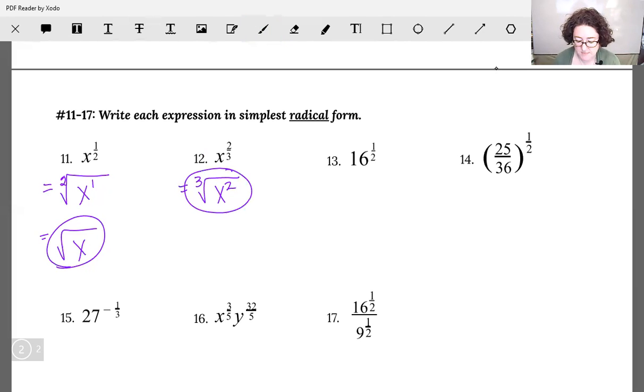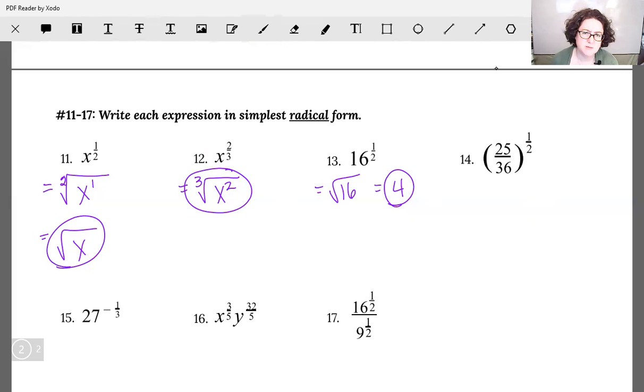Alrighty. Number 13, 16 to the 1/2. I'm throwing a number in here, so we're probably going to have a number as our final answer. But what does a 1/2 exponent really mean to do? I'm going to take the square root. Wait a second. Square root of 16? Well, that just simplifies out to 4. We don't even need a radical in this one. He totally simplifies out.